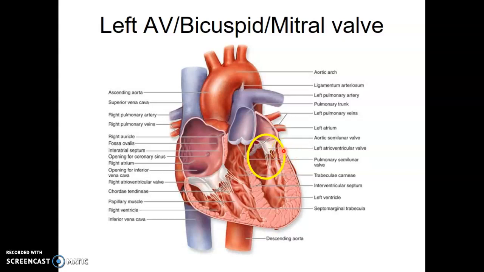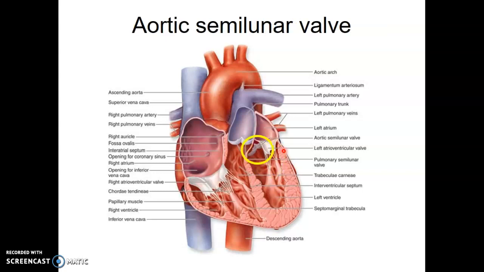Our aortic semilunar valve goes from the left ventricle and sits between the left ventricle and the aorta. It prevents backflow because we're going to have blood pressure in that aorta. It's very muscular. So we need to have a valve there so the blood doesn't get squeezed up and then drop right back down into the heart.